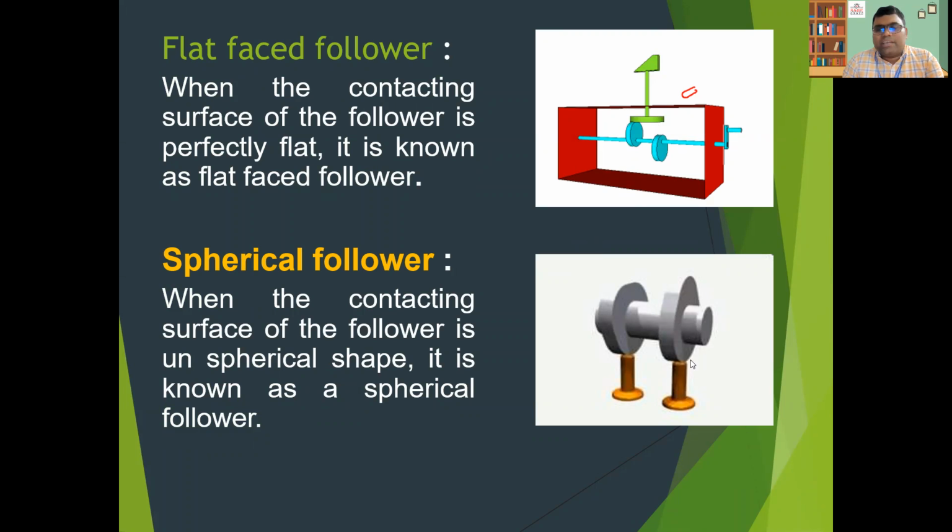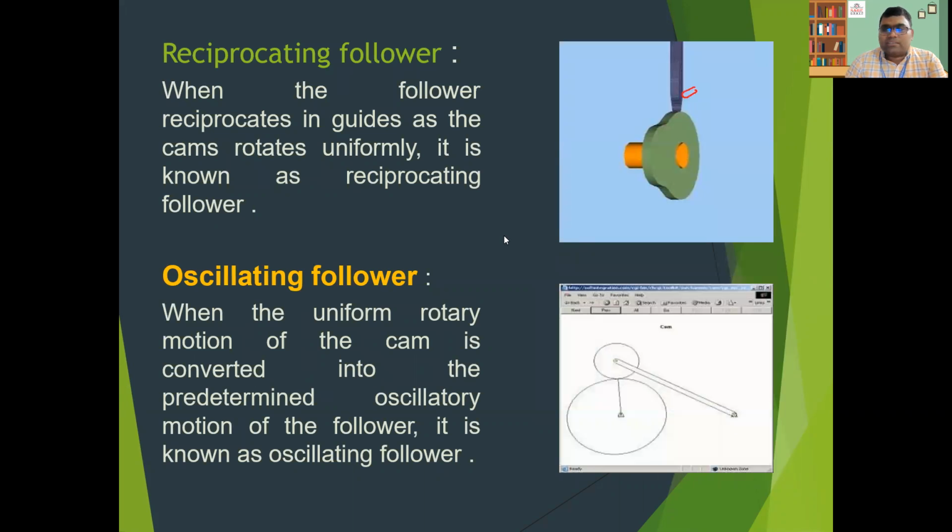Here this is a spherical follower. This is the follower, this is the cam, and the shape of the follower which is contacting the cam is spherical. That's why it is known as a spherical follower. Next, we come to the next category.